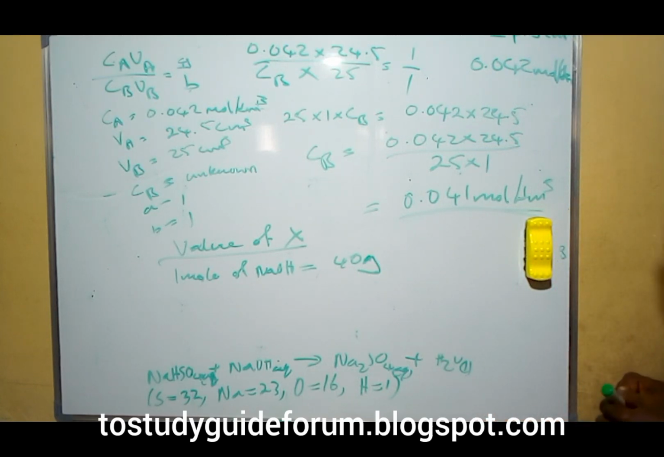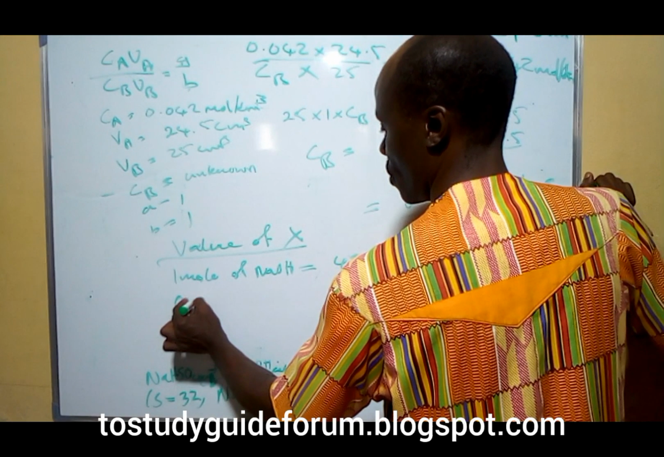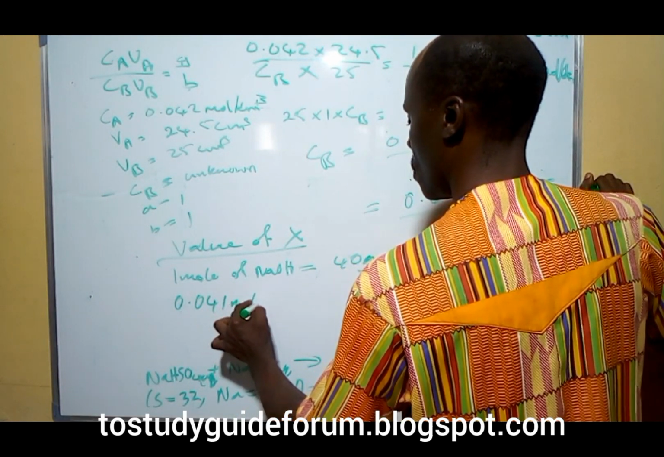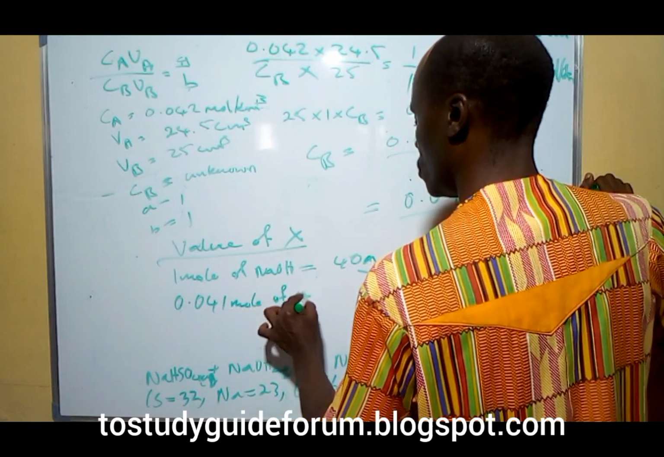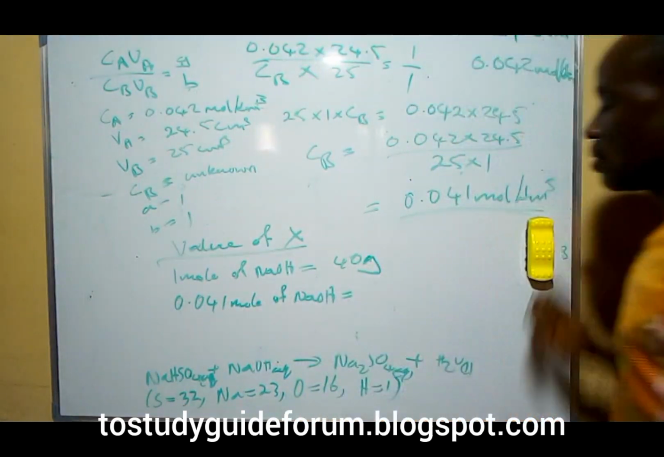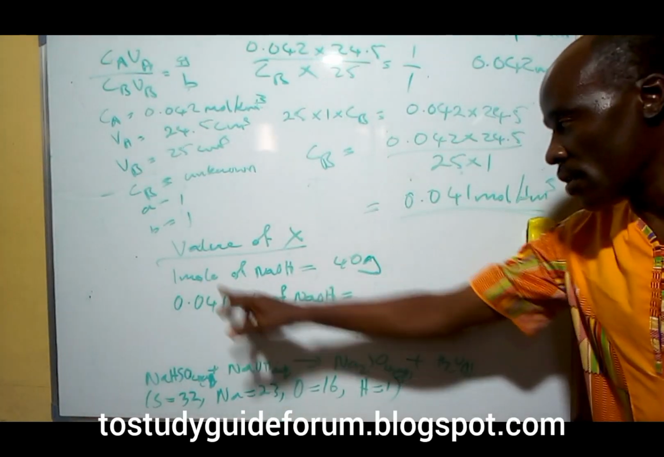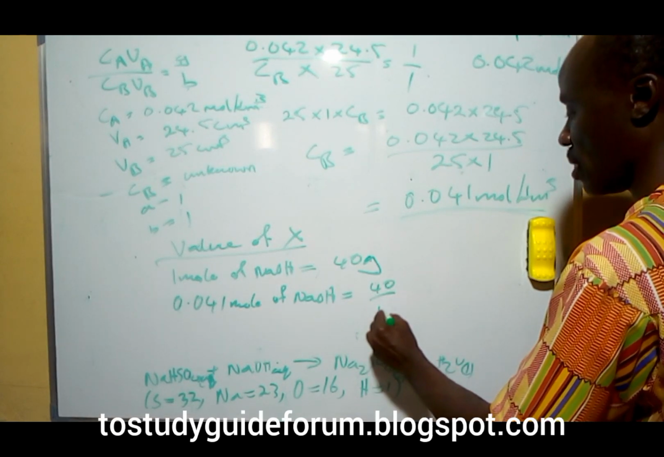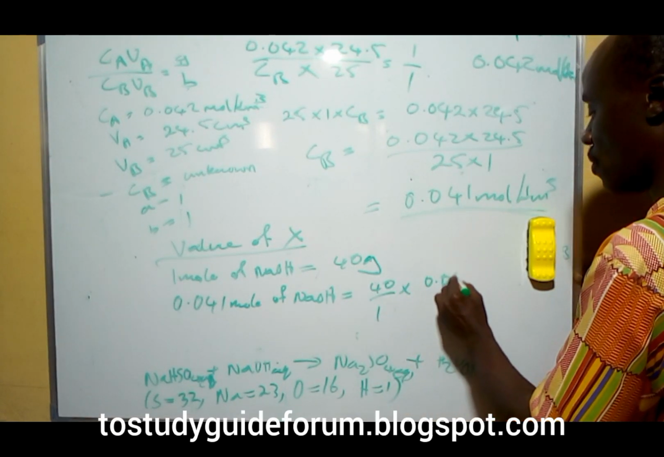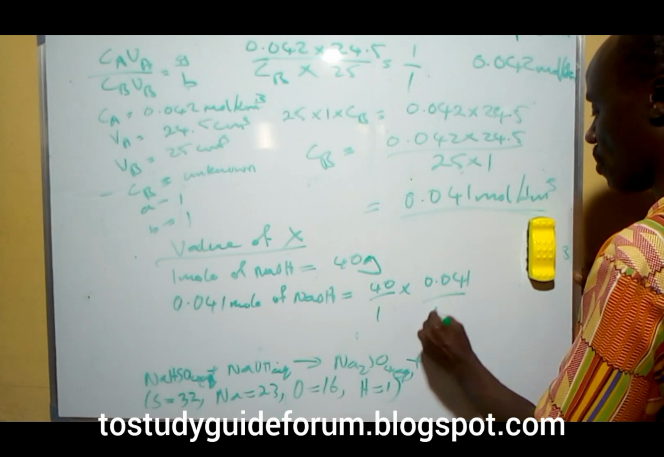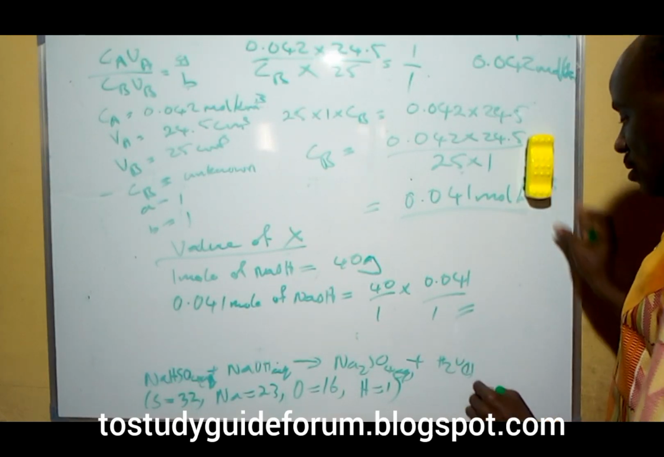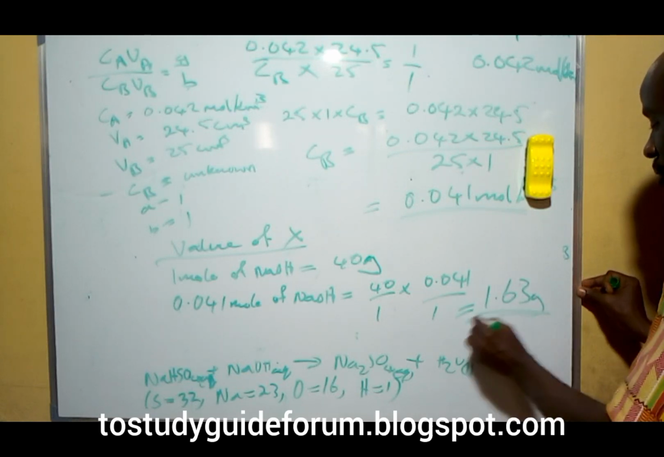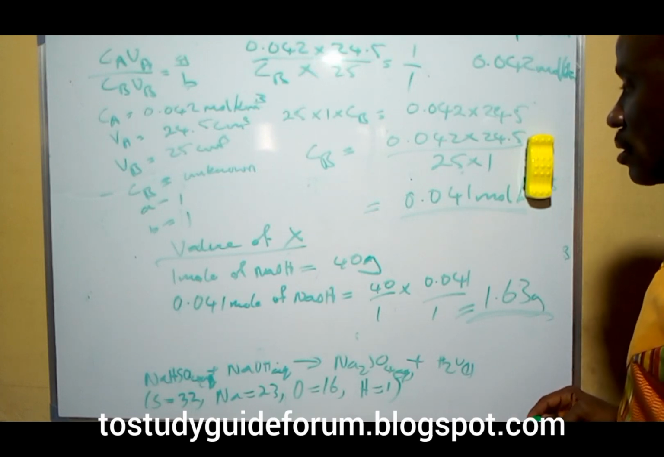Then we have 0.041 mole of sodium hydroxide. So what will this contain? If 1 mole contains 40 grams, that gives us 40 over 1 times 0.041 divided by 1. Our final answer will then be 1.63 grams. That is what we have.